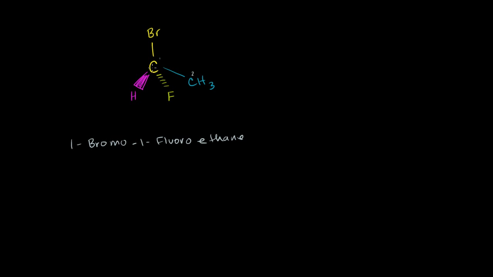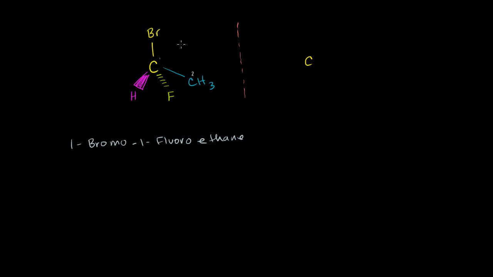Now, we know immediately, based on the last few videos, that this is also a chiral carbon. If we were to take its mirror image, we would get another enantiomer of this same molecule; they are enantiomers of each other. So what does the mirror image of this 1-bromo-1-fluoroethane look like? Well, you'd have the carbon right here.